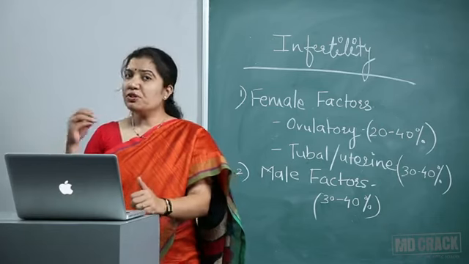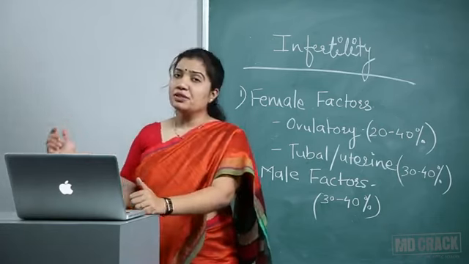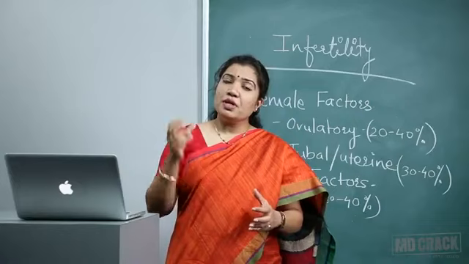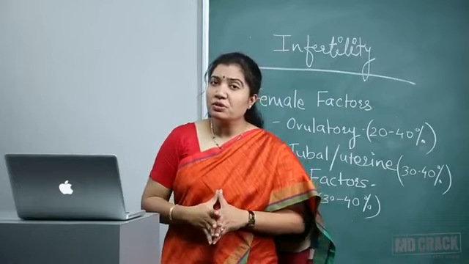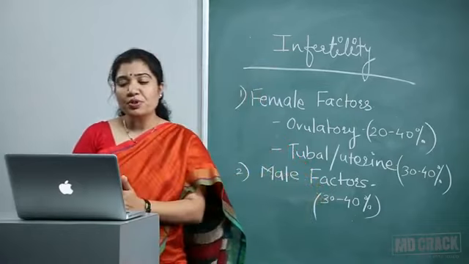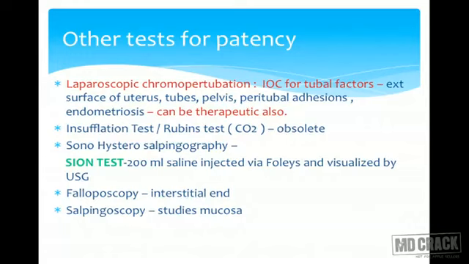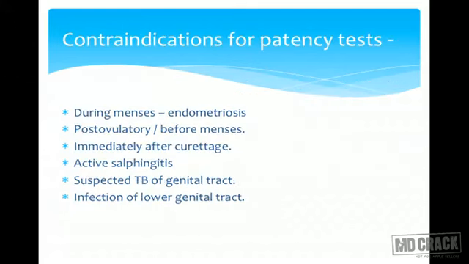Falloposcopy, in which you put a scope and a cannula inserted through the fimbrial end, gives you information about the inside of the fallopian tube. There also can be salpingoscopy, which studies the mucosa. The falloposcope goes through the interstitial end. The salpingoscope also helps in studying the mucosa of the fallopian tube. So these are the tests which give us additional information. But the commonly done test practically is HSG, while the investigation of choice is laparoscopic chromopertubation.